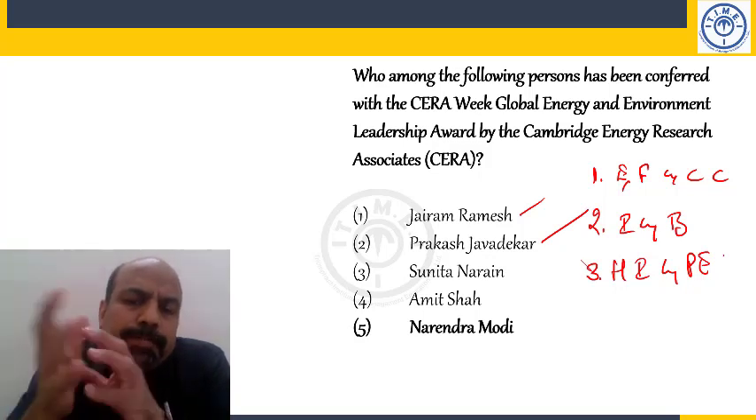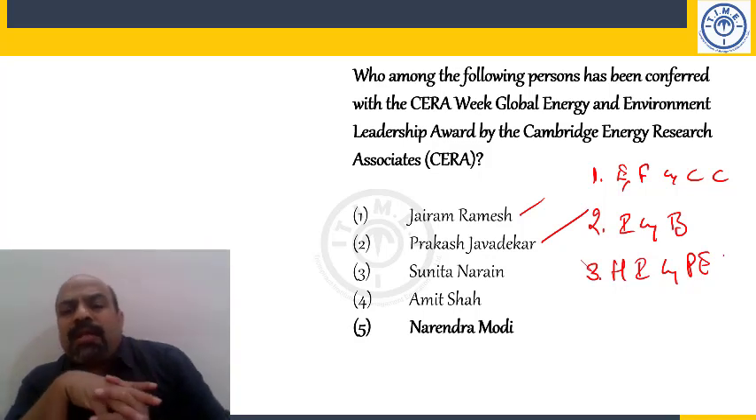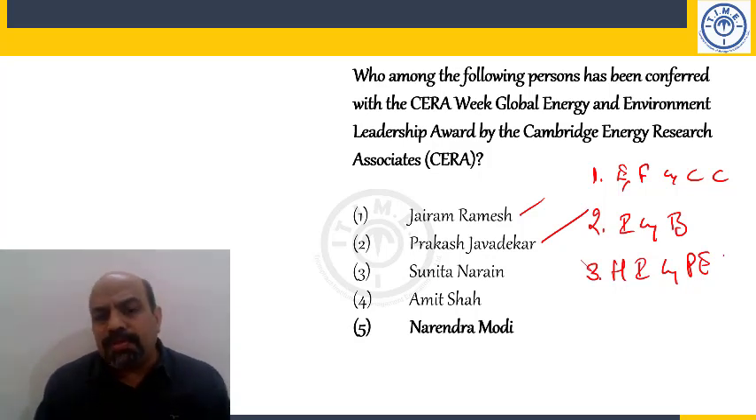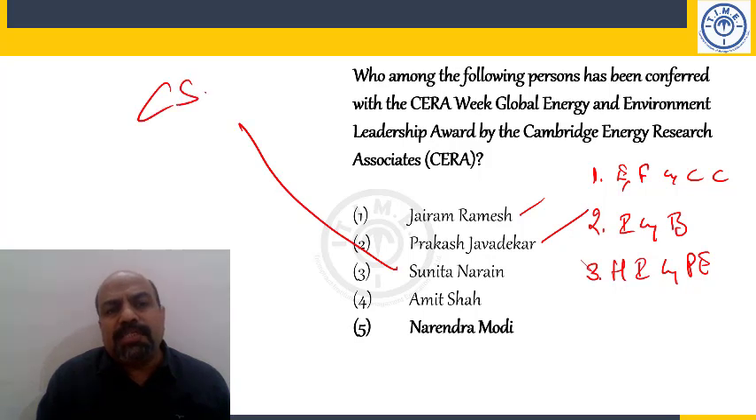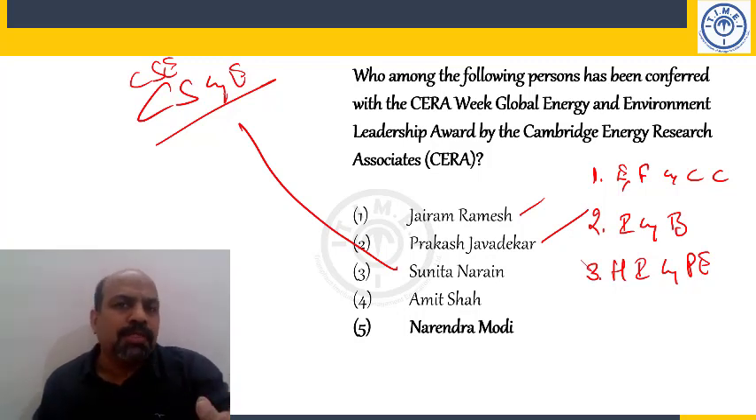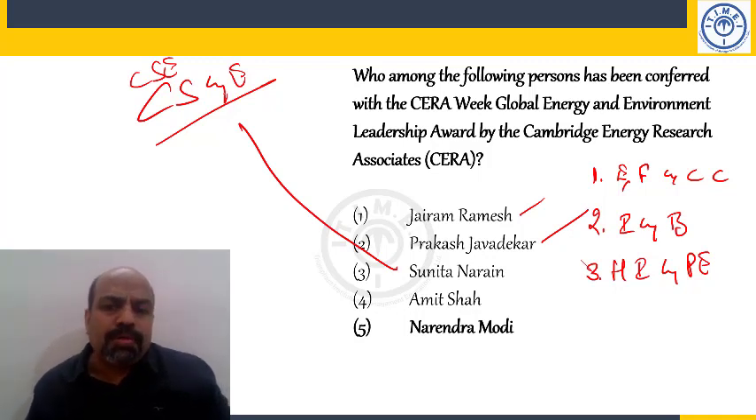Amit Shah is Home Minister of India. Sunita Narain is a founder of Center for Science and Environment. It's an NGO, Center for Science and Environment, CSE. It's normally called CSE. In fact, she is the person who came out with the research finding on pesticide residues in cola companies. Pepsi, Coke and all, they have pesticide. That was a major breakthrough report from the CSE headed by Sunita Narain.